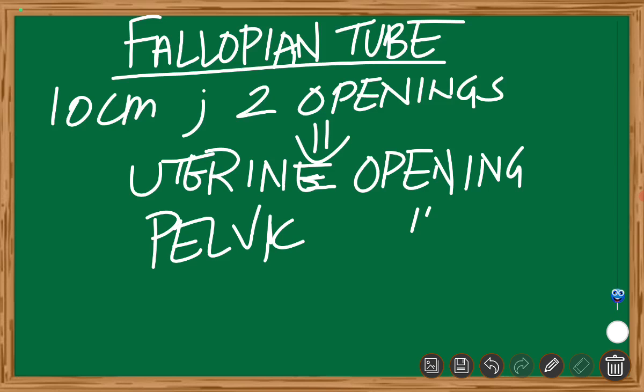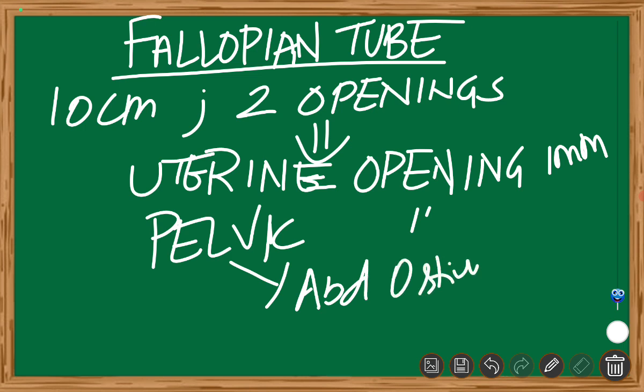The uterine opening is the one communicating with the lateral angle of the uterine cavity, and it measures 1 millimeter in diameter. The other opening is the pelvic opening, or abdominal ostium. This pelvic opening is on the lateral end of the fallopian tube, and it measures 2 millimeters in diameter.